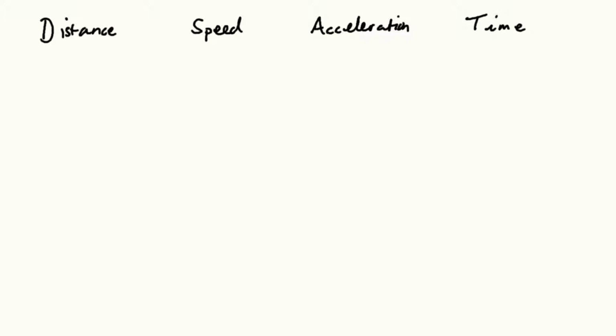When writing equations, we need to be able to represent these variables very simply, and so we call distance the variable s, speed the variable v, acceleration the variable a, and time the variable t.